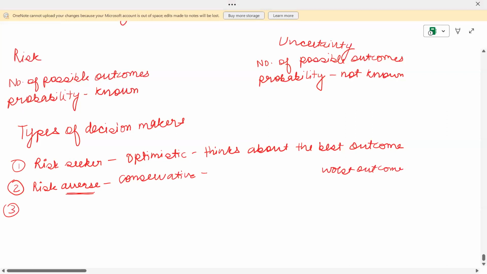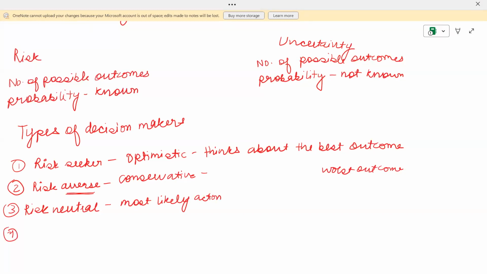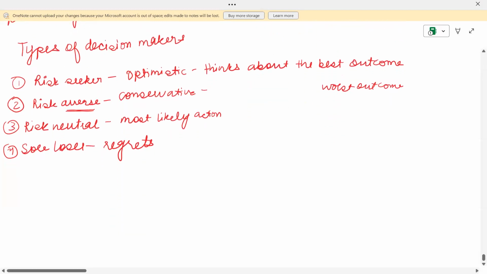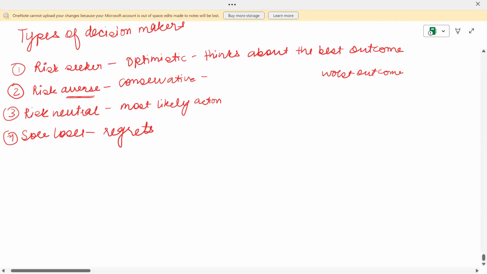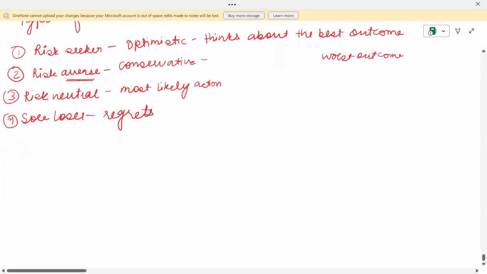Now another type of decision maker can be risk neutral. So this person, as the name suggests, is going to think about what is going to happen most likely, the most likely action. And then the fourth type which we have is a sore loser. A sore loser is that sort of a decision maker who always regrets. As you know, a sore loser is that person who cannot digest losing. He will continuously regret, why did I lose. So that kind of a person is a sore loser.